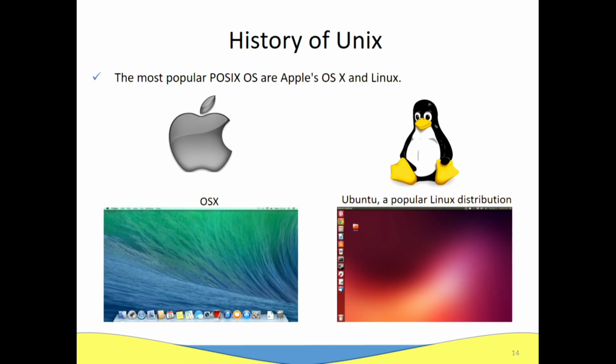Well, the descendants of Unix are termed Unix-like systems, and the most popular POSIX systems, as I said, are Apple OS X and Linux. So here, the graphical user interface is shown for OS X, and for one of the distributions of Linux, Ubuntu, it is Unity, shown here.